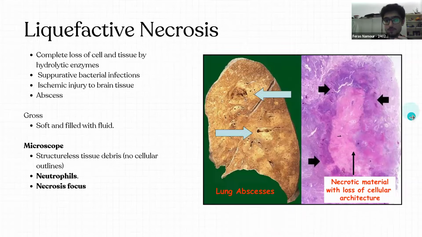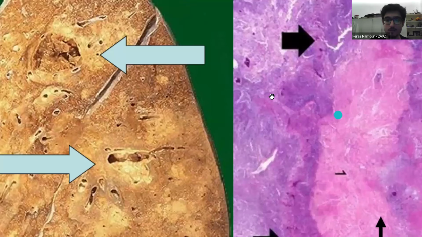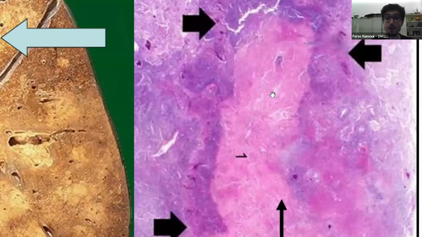is kind of preserved. Meanwhile, in liquefactive necrosis, I don't have that acidic intracellular environment. So all of these enzymes are active and they're going to just wreak havoc everywhere. If I look here, there's no integrity, no structure, no cells, no architecture. I'm just looking at a mess. I'm just looking at a massacre.